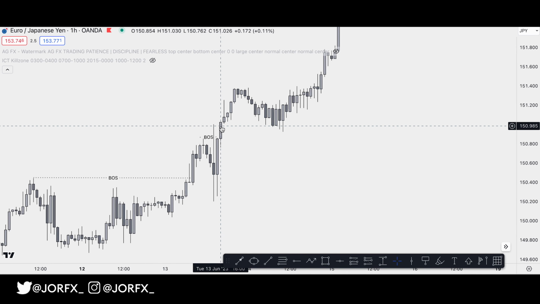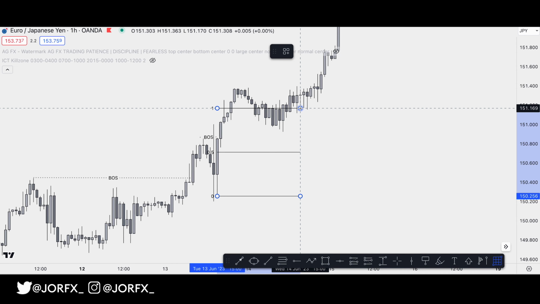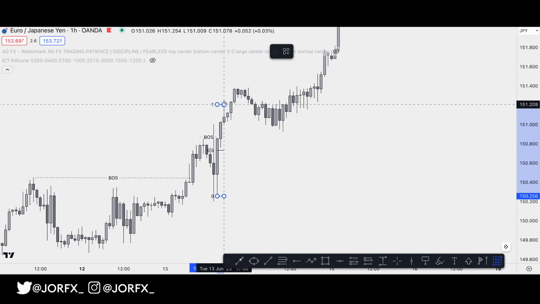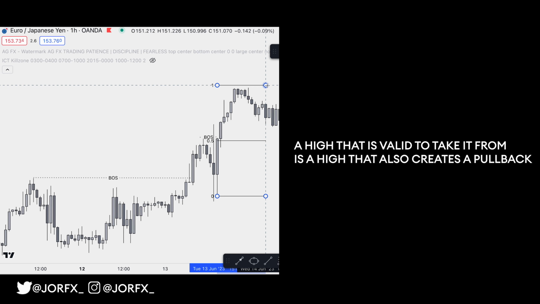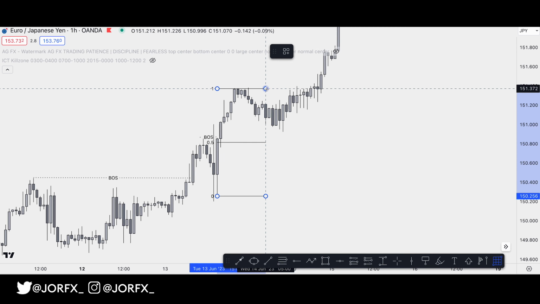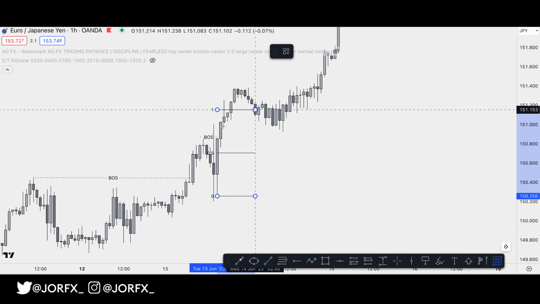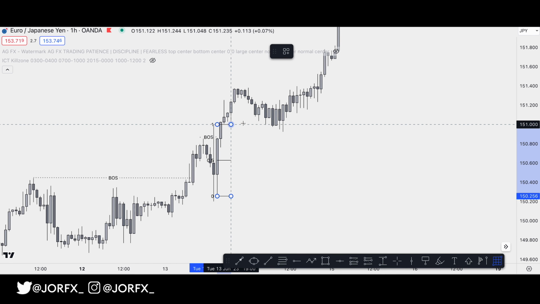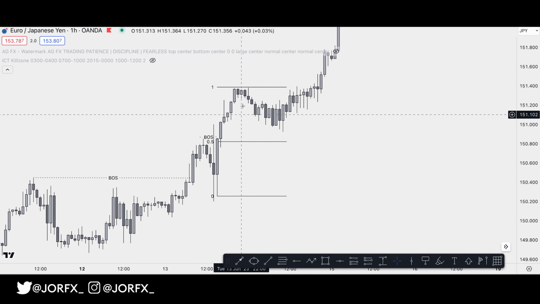It gets broken 2 hours afterwards. So we take again our Gambox from the low that broke that high. And now it is important what makes a high a valid high to take it from, because of course in this case you can keep on shifting it every single time. Guys, a high that is valid to take it from is a high that also creates a pullback. So in this example right here, it created a pullback. In this example right here, it creates a pullback. And this example right here, it also created a pullback, but it was very, very closely inside of a 5-minute, 15-minute time frame. So right here, this becomes our new Gambox from the low to the high.